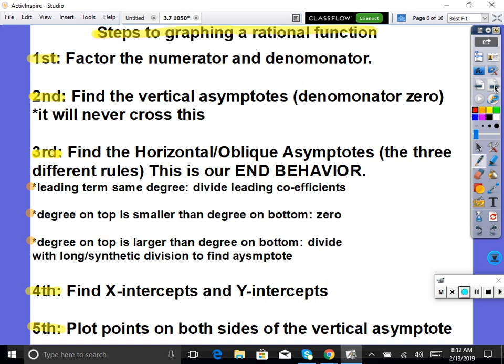Third, find the horizontal or oblique asymptotes. Remember your 3 different rules. And remember, this is end behavior, so it can cross. And we have the 3 rules, which we just learned right there. Then our 4th step is to just plot some points. Now, we are going to plot certain points. We're going to find x and y intercepts. And then from there, we're going to see what our graph looks like. And if we need to plot more points, we can. Here's what you need to make sure you do. You're going to make sure there are enough points plotted on both sides of your vertical asymptote. So each piece of the graph, you should make sure that you've plotted enough points that you can draw an accurate graph.